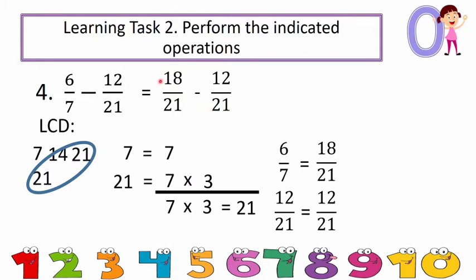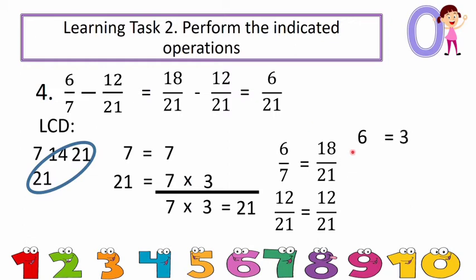So again, the rule: numerator minus the numerator, then over the LCD. So 18 minus 12 is equal to 6 over the LCD, which is 21. So we have 6 over 21. So we get the lowest term of 6 over 21. We may use the GCF.